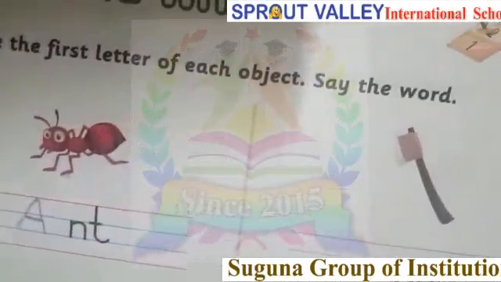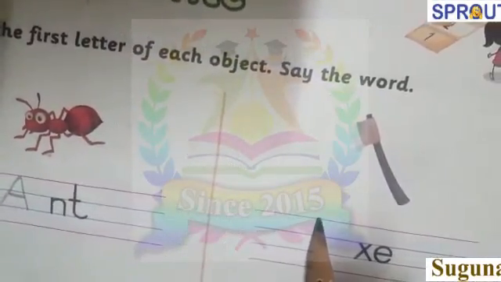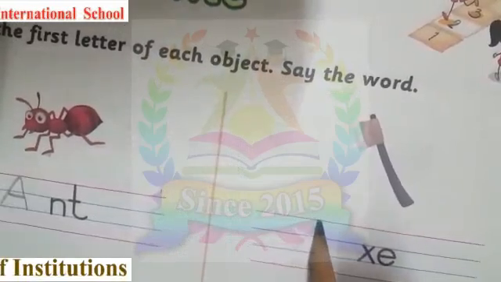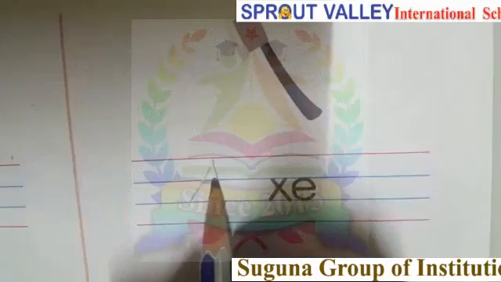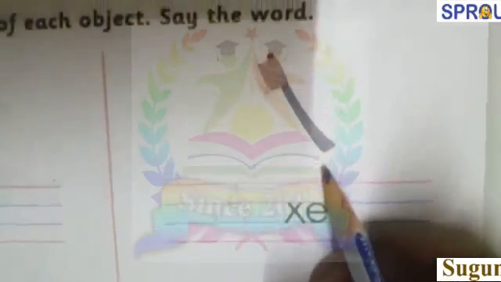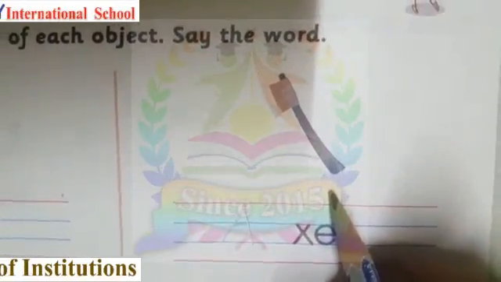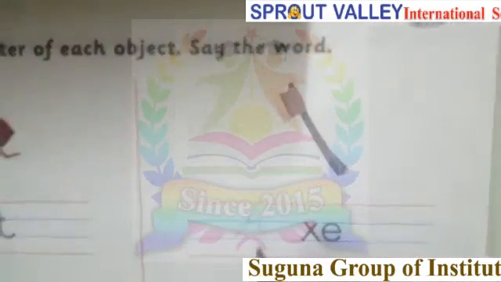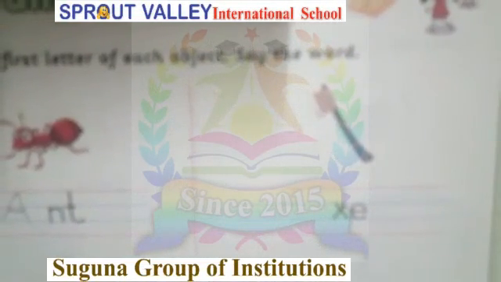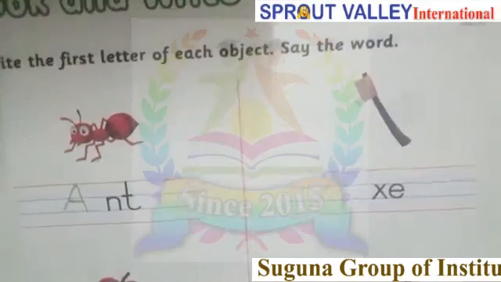See here, slanting line, one more slanting line, then sleeping line. What is this? Axe. A-X-E, axe. Okay. What is this here down?